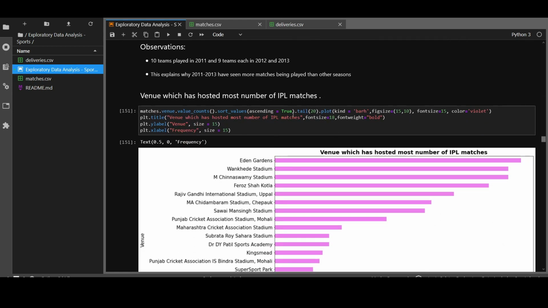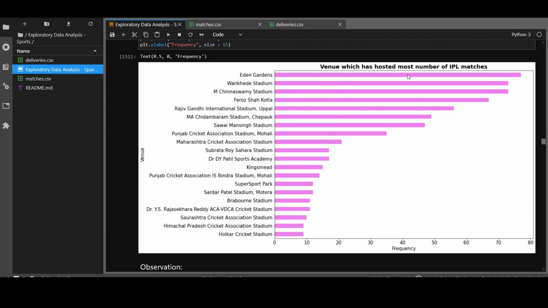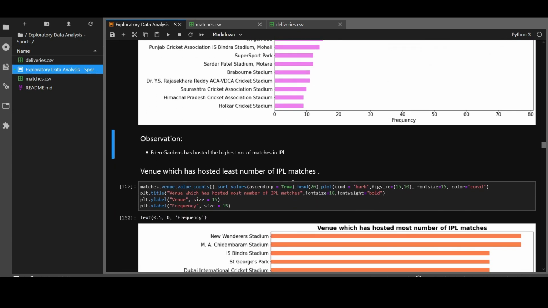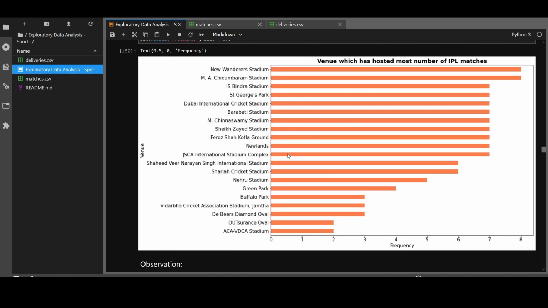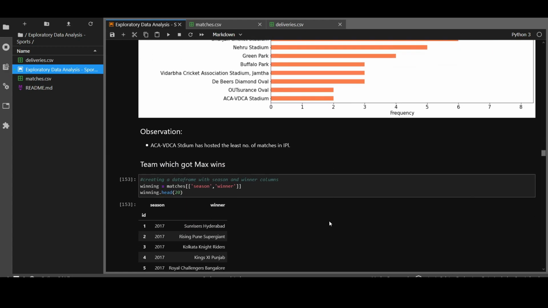These are the venues which have hosted the most IPL matches. It's Eden Gardens, followed by Wankhede and M Chinnaswamy, which both have the same number. And the venues which have hosted the least matches are ACA VDCA Stadium and Outsurance Oval, with only 2 matches in each of these two stadiums.